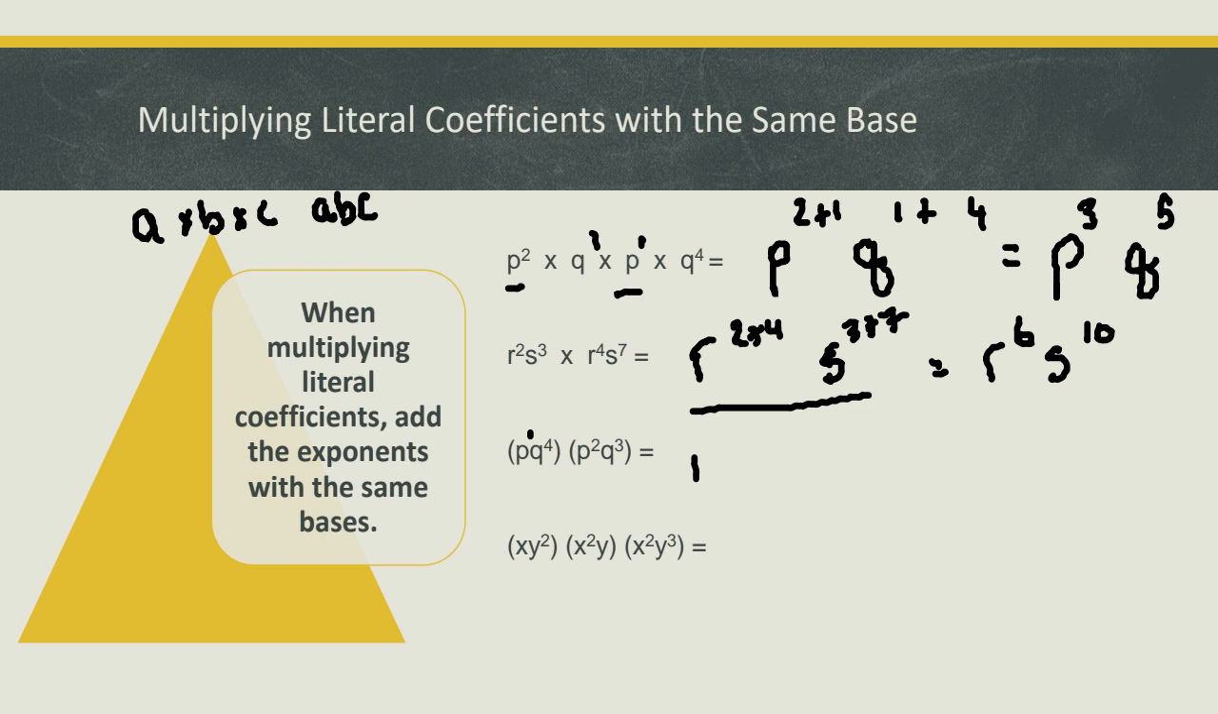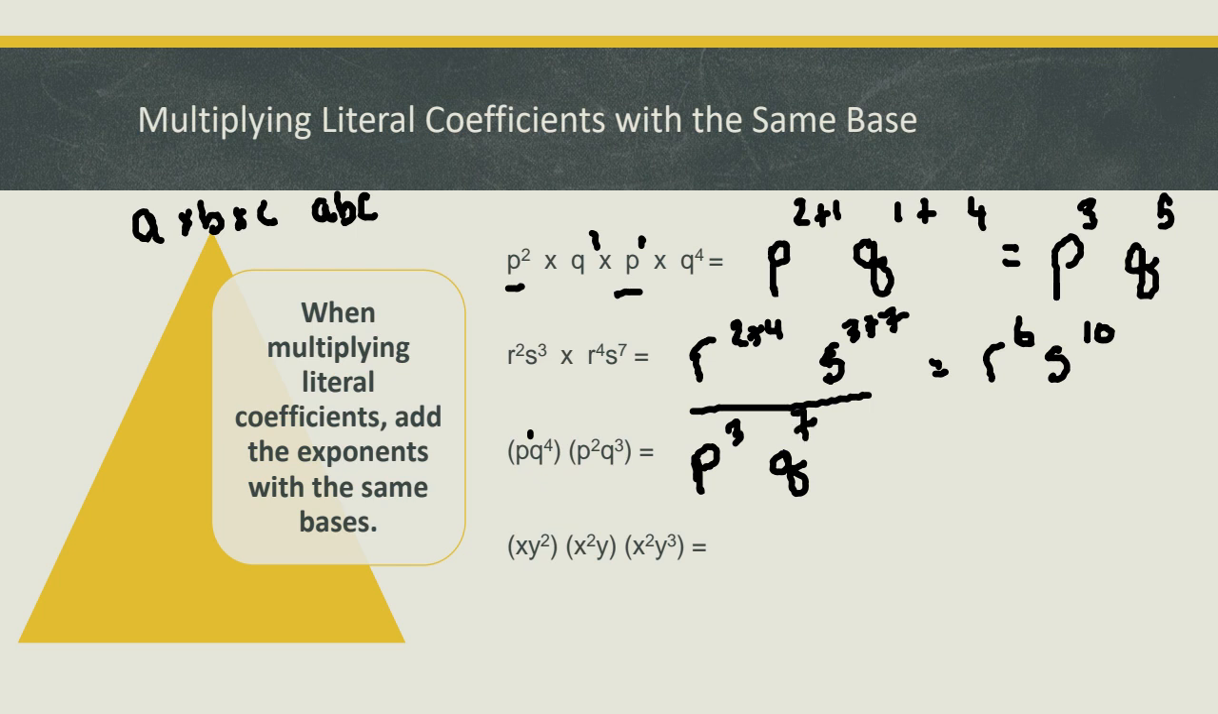So for my p's, I have a 1 and a 2, and everything's being multiplied, right? So I'm going to go 1 plus 2, so I have 3 p's, or p cubed. And then my q, I have 4, and then I have 3, so I actually have 7 total q's. So we're adding these all up.